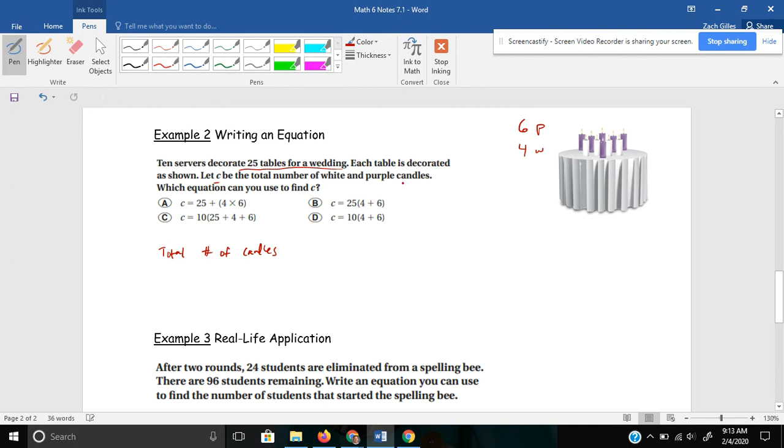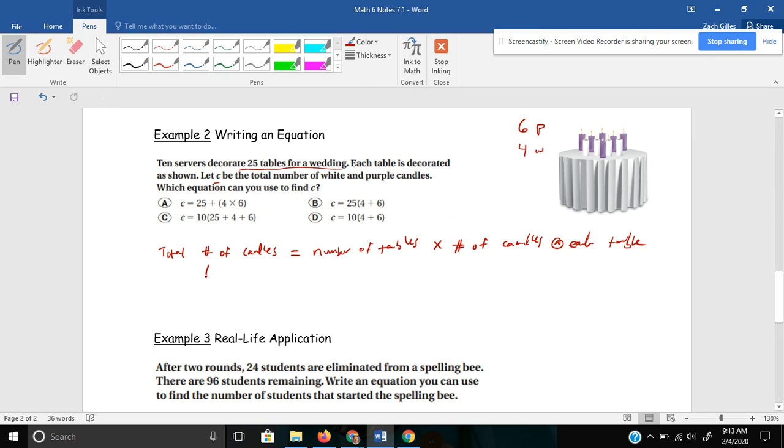C, total number of candles, would be equal to my number of tables times the number of candles at each table. That makes sense. The total number of candles that I need would be the number of tables that I have multiplied by the number of candles at each table. So which equation looks like that?